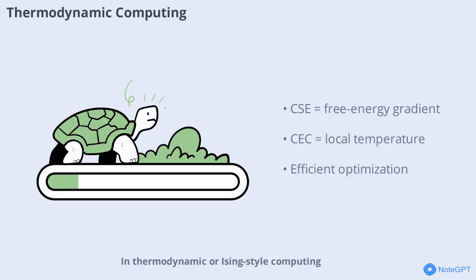In thermodynamic or Ising-style computing, CSE maps to local free energy gradients or imbalance in detailed balance. CEC becomes a local temperature or coupling strength that controls how quickly the system relaxes to equilibrium. By modulating CEC, you can steer the system toward optimal solutions more efficiently, balancing exploration and exploitation. This approach is natural for simulated annealing and Boltzmann machines.